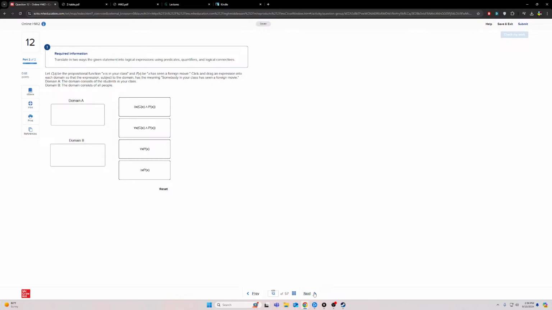Let C be the propositional function. F is in your class. P of X, X has seen a foreign movie. Click and drag the expression into each domain so that the expression subject to the domain has the meaning somebody in your class has seen a foreign movie. Okay, so someone has seen a foreign movie. Not everyone. Domain A is all students in the class.